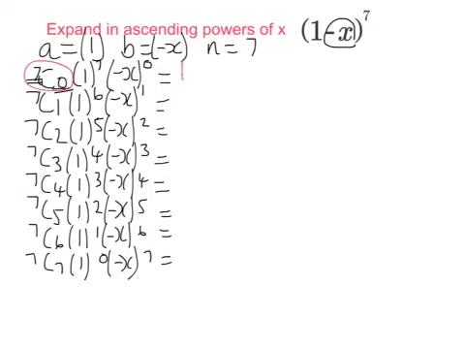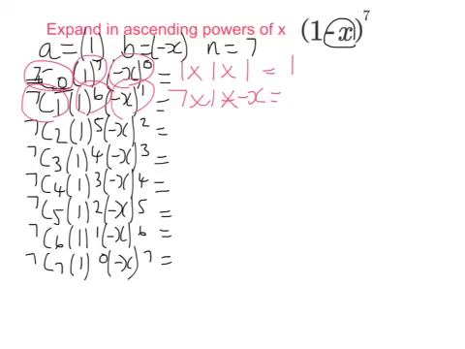7C0 is 1. I know that from a calculator. Luckily, 1 to the power of 7 is 1. Anything to the 0 is 1, so the first term is 1. Okay, 7C1 is 7. 1 to the power of anything is 1. And minus x times that, minus x to the 1 is minus x. So this term is minus 7x.